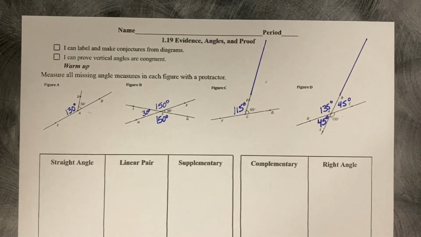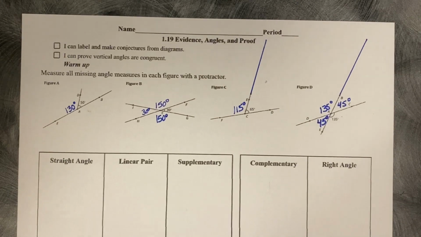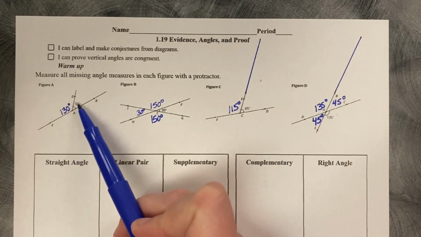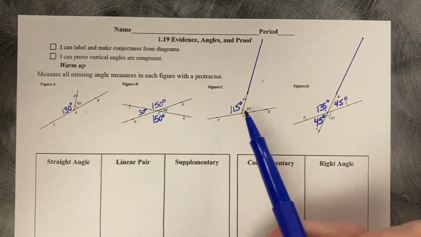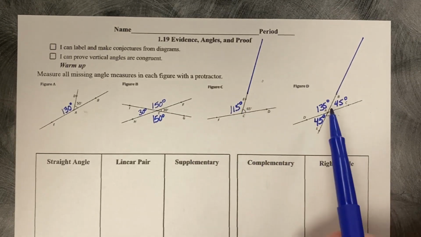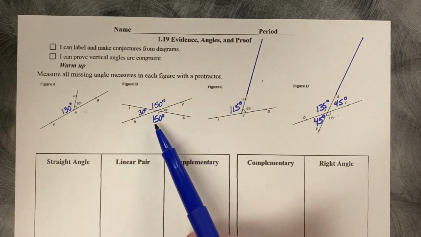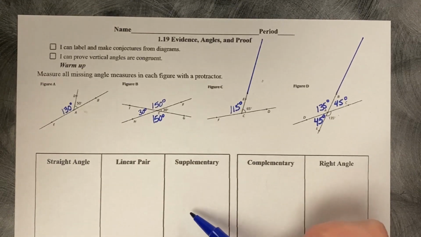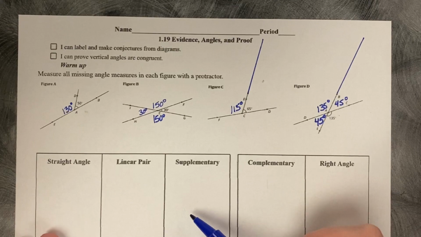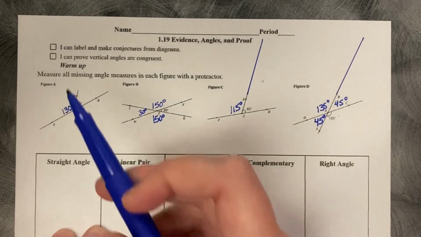Now, before we continue on today, take a look at these angles and see if you notice some patterns. We've got a 130 and a 150, 30, 30, 150 and 150, 115 and 65, 135, 45, 135, 45. So as you can see, these two pictures are intersecting lines, and these two pictures are just straight lines split into two angles.